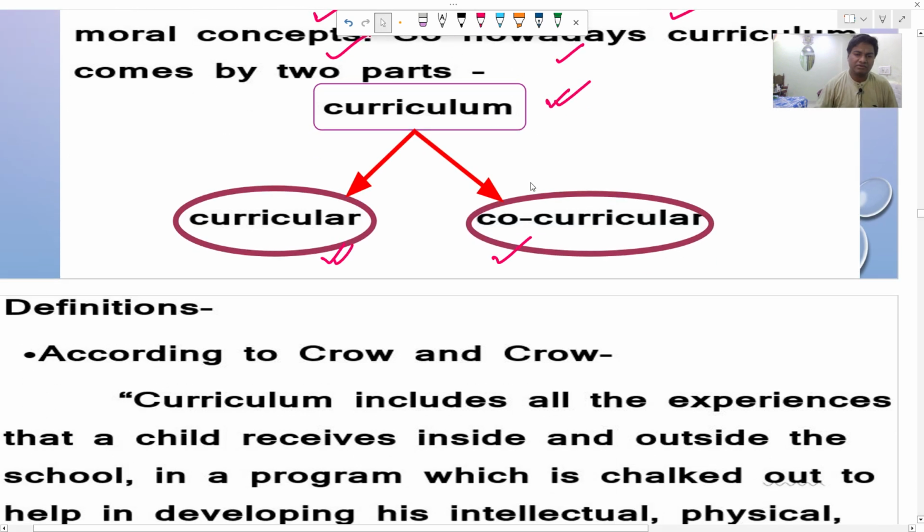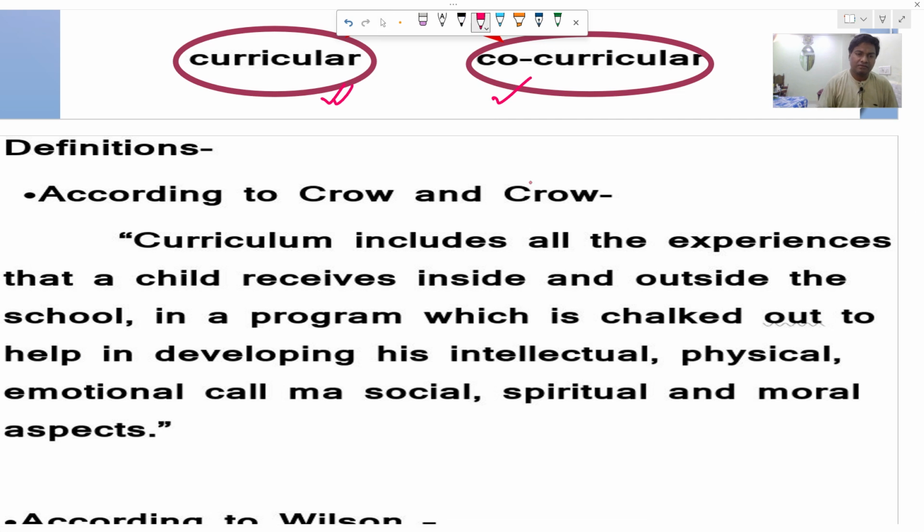So according to Crow and Crow, curriculum includes all the experiences that a child receives inside and outside the school.